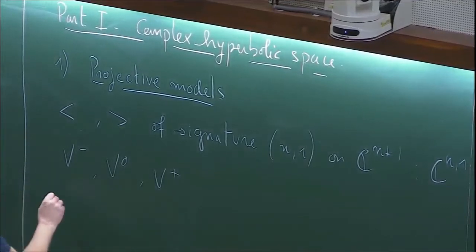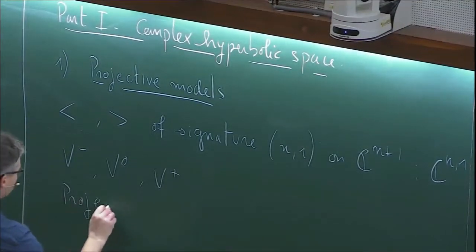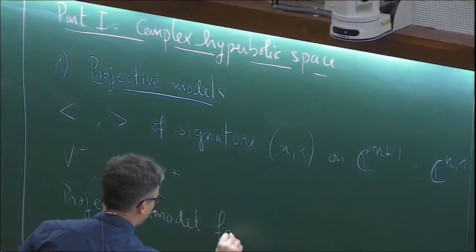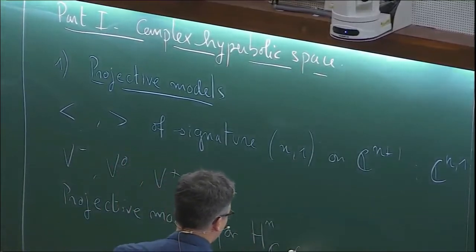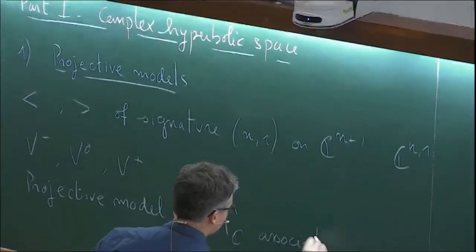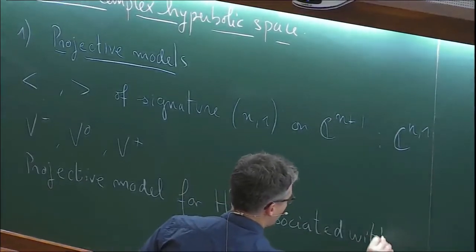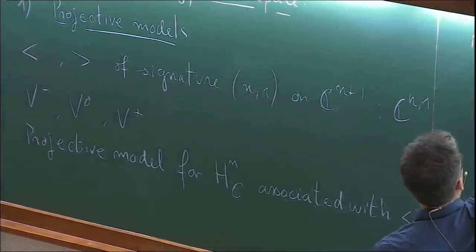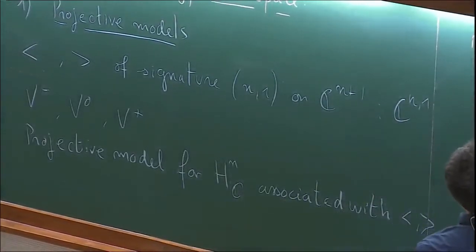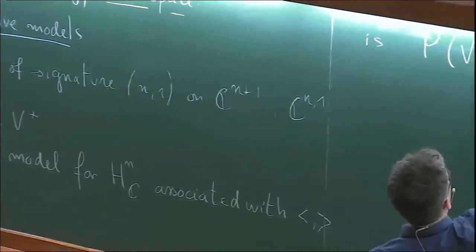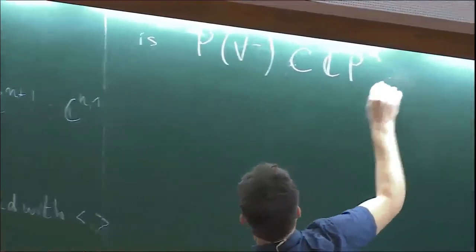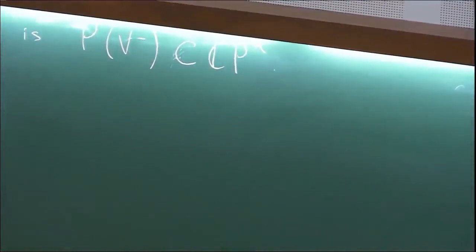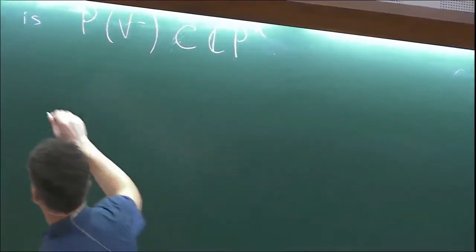Okay, so the projective model for H^n_C associated with the chosen form is the projection of V minus, and this is in CP^n. Okay? So far, it's just a set, and I want to give you a few examples.